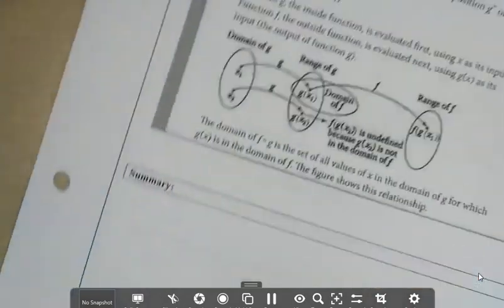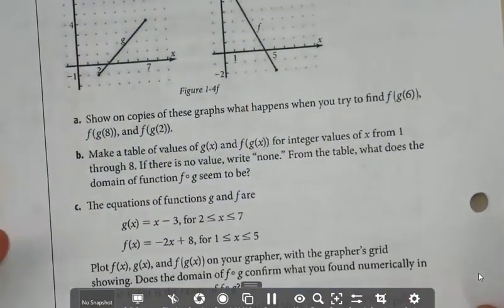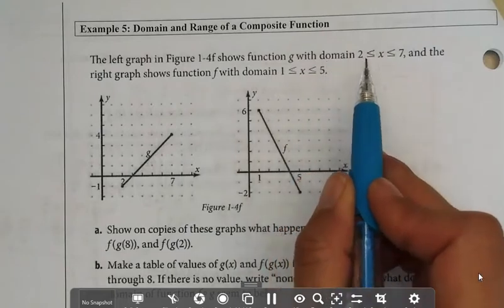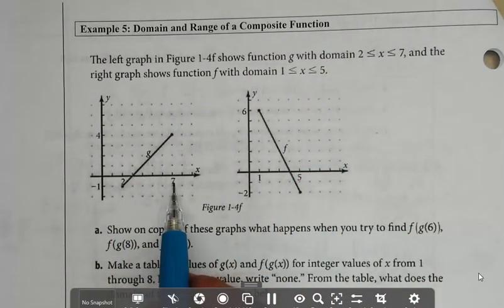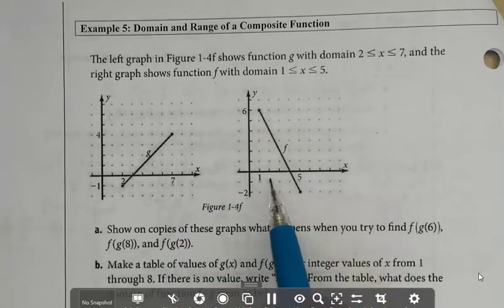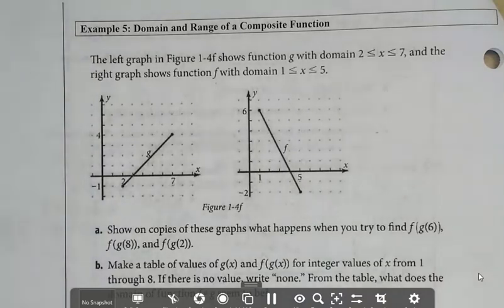All right, last example. Example 5. So we've got the function g, and that's got a domain between 2 and 7. We also have function f, and that has a domain between 1 and 5. Okay, and we're going to do whatever they tell us. So they want us to show on these copies of the graph what happens when you're trying to find f of g of 6, f of g of 8, and f of g of 2.